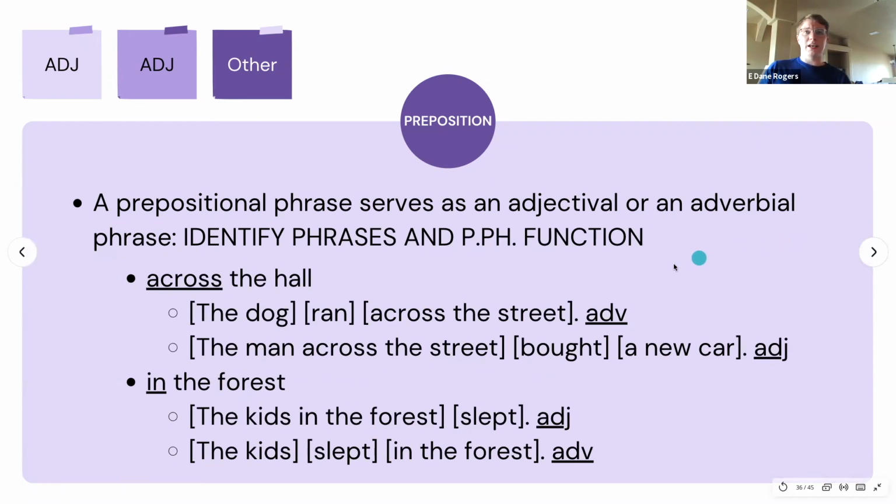All right, here's just dividing everything into its phrase. The dog ran across the street. It's functioning adverbially. And this one functions adjectivally because the man across the street is one noun phrase controlled by the head word noun, man.